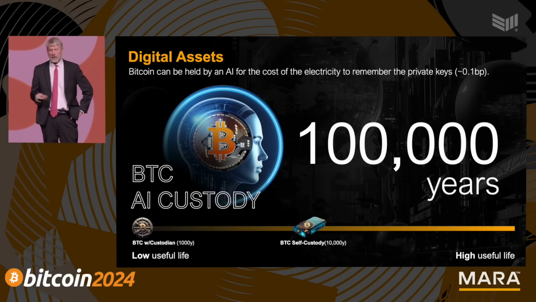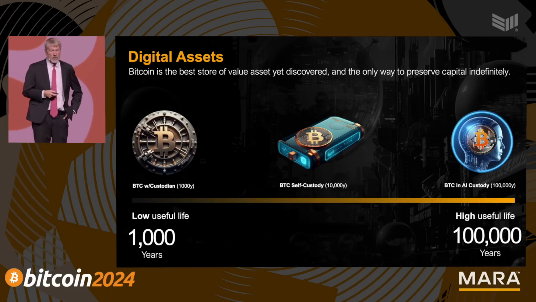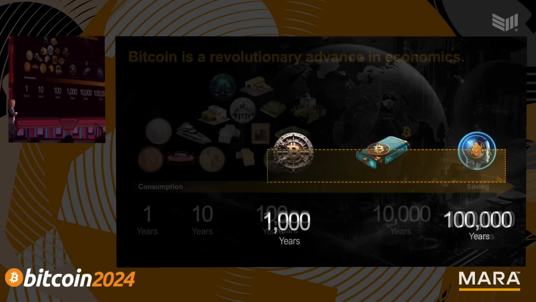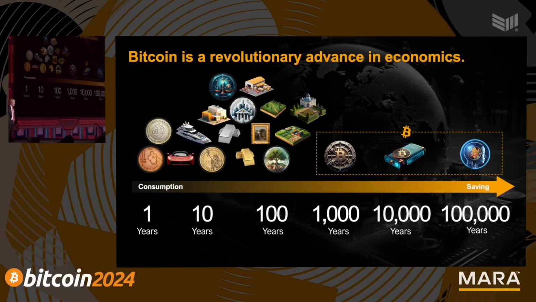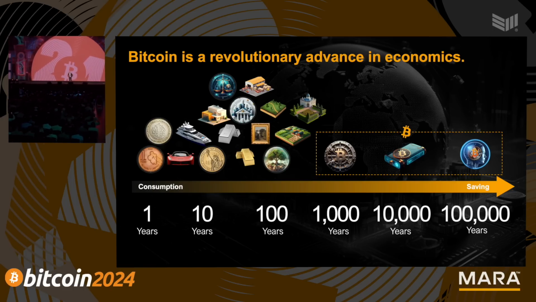Digital assets are in a class all their own. When you compare them to all the other assets that you can use for capital preservation, you can see they're off the scale. Everything else is living in the domain of 30, 40, 50 years, and you're in the domain of 1,000 to 100,000 years. It's a breakthrough in capital preservation, but it makes it a revolution in economics.